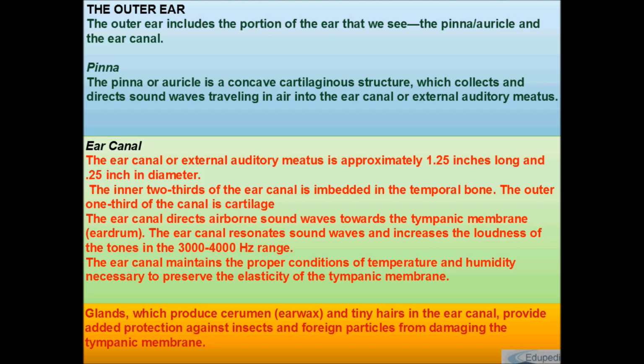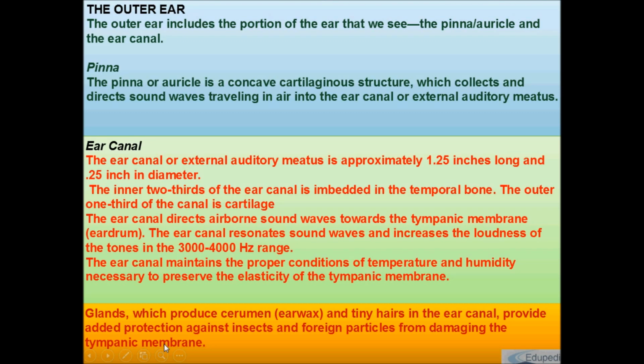As I have told you, pinna contains fine hairs and a wax which we call cerumen, which is secreted by ceruminous glands. So, the glands which produce cerumen, that is ear wax, and the tiny hair in the ear canal provide added protection against insects, dust particles, foreign particles from damaging the tympanic membrane. What is tympanic membrane? Tympanic membrane is eardrum. So don't get confused with the tympanum and eardrum. Okay.